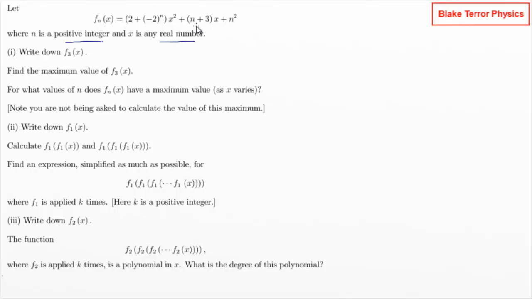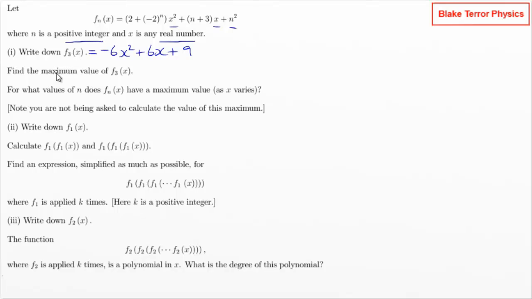We've got a quadratic in x, and the coefficients are changing with n. So that's fine. We've got our x squared, we've got our x, we've got our x to the power of 0 term at the end here, and all these coefficients vary with n. Write down f3 of x. So that's just putting n equal to 3 into this. So 2 minus 8 is minus 6x squared plus 6x plus 3 squared is 9.